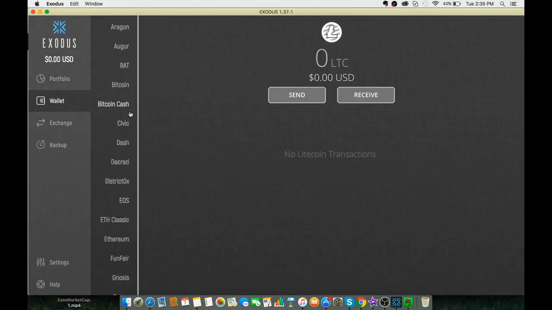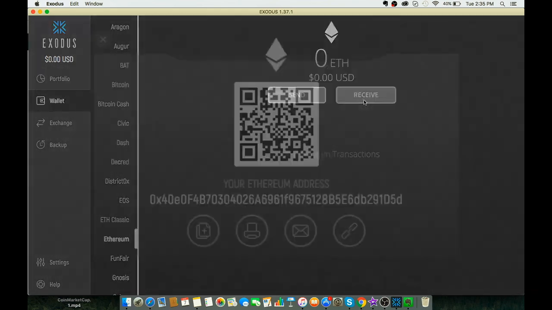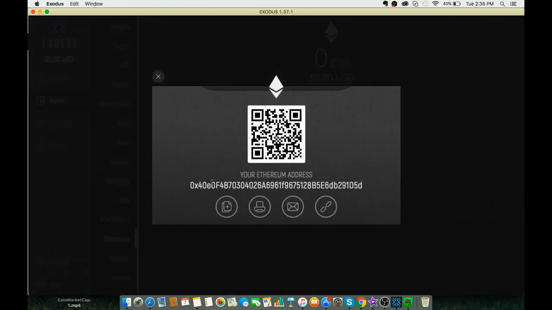If you are trying to send something to any wallet, whether it be your Exodus wallet, Coinbase, GDAX, or another exchange, make sure you double check what you're sending. I'm sending Ethereum to my Ethereum wallet here in Exodus. This is my Ethereum address. Make sure it's your address for Ethereum. Send a small fraction to this address.